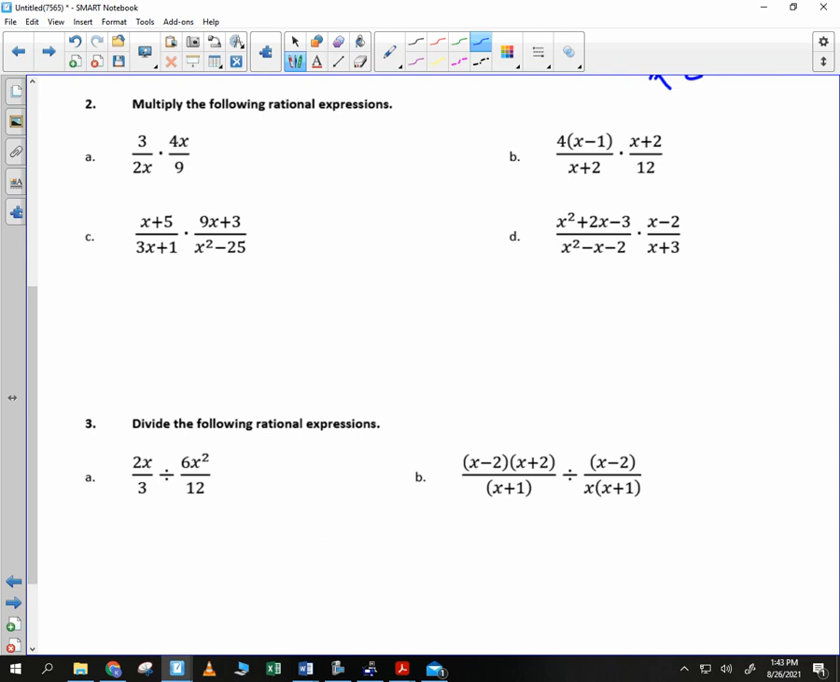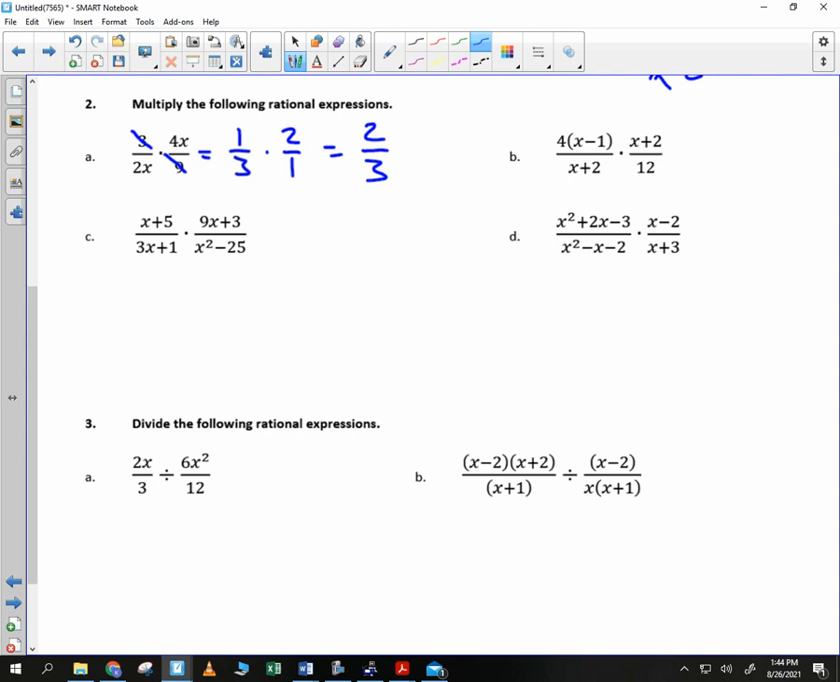3 over 2x times 4x over 9. When you are multiplying, we multiply straight across, but you can cancel across from each other ahead of time. So what will reduce ahead of time here? 3 over 9 reduces to 1 over 3. 4x over 2x reduces to 2 over 1. So now take what results and multiply it, get 2 over 3.